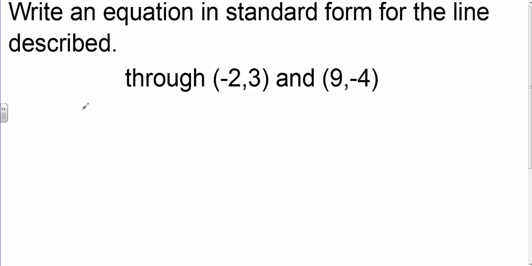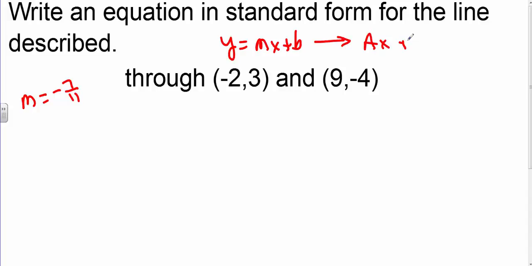As I said earlier, you could do it with point-slope form like we just got through doing, or you can do it with slope-intercept form. Now we're going to do it with slope-intercept form. You remember we found out that the slope was negative 7 elevenths. So now we're going to be putting it in y equals mx plus b form first, and then we're going to be transferring it to standard form, ax plus by equals c. So here we go. We've got y equals mx plus b.